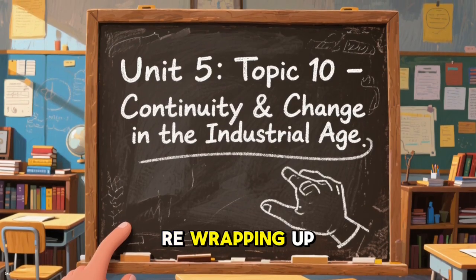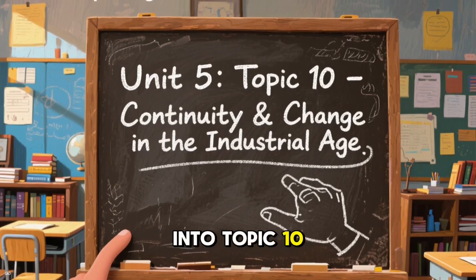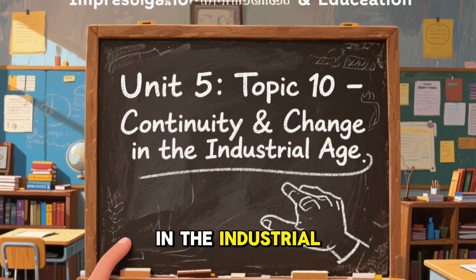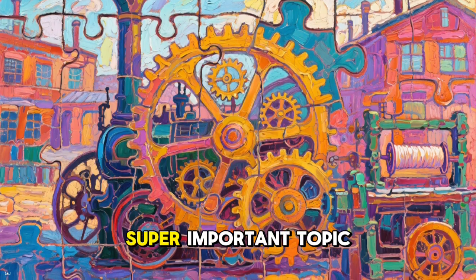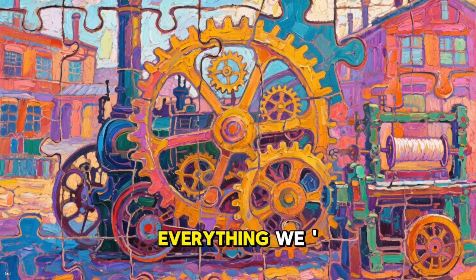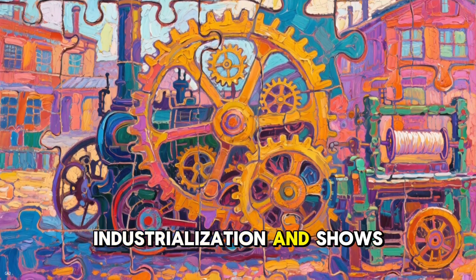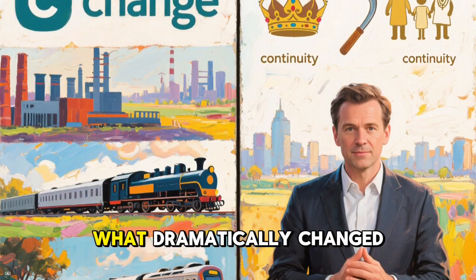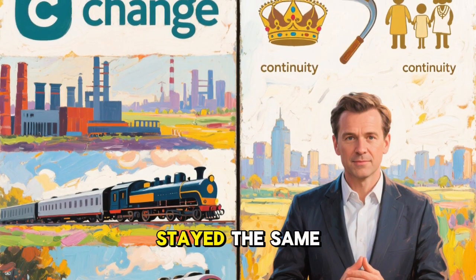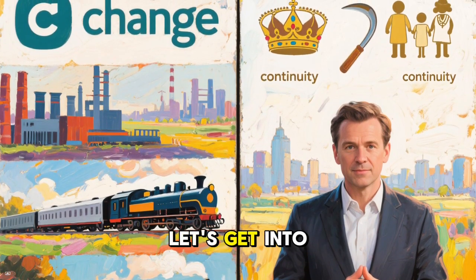Today, we're wrapping up Unit 5 by diving into Topic 10, Continuity and Change in the Industrial Age. This is a super important topic because it pulls together everything we learned about industrialization and shows its lasting impact. We'll look at what dramatically changed and what surprisingly stayed the same. Ready? Let's get into it.